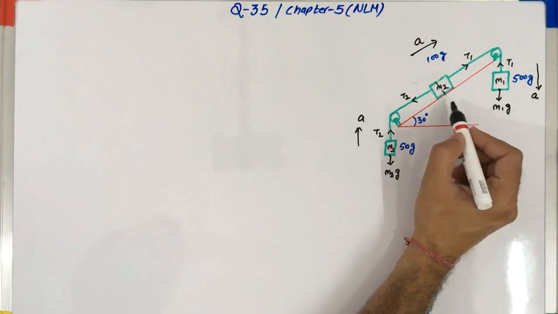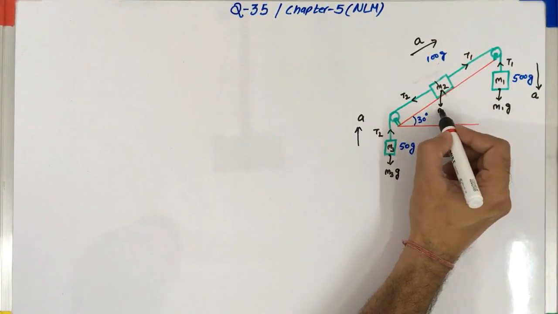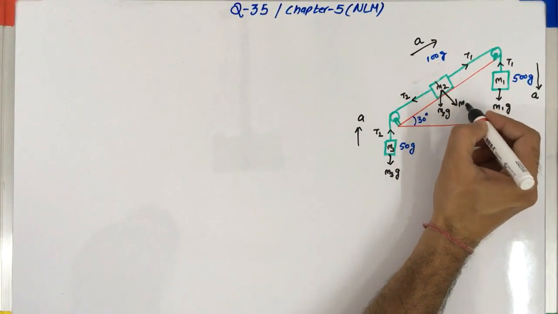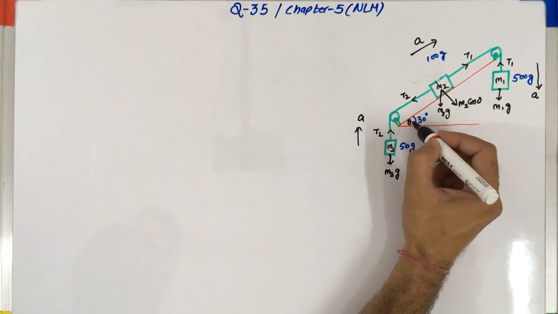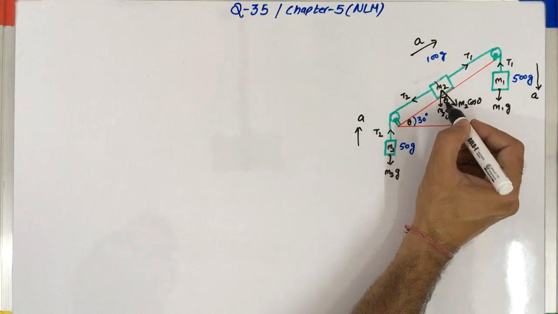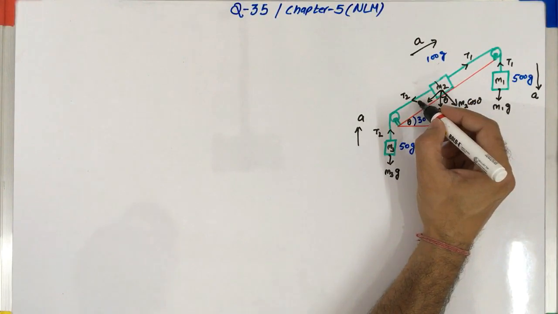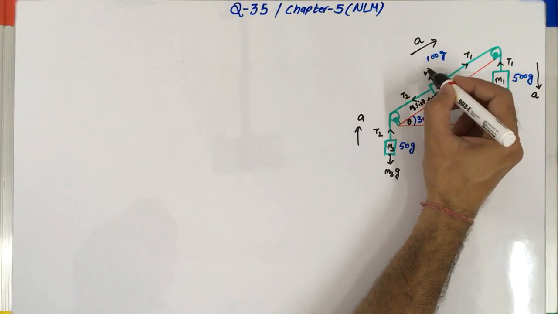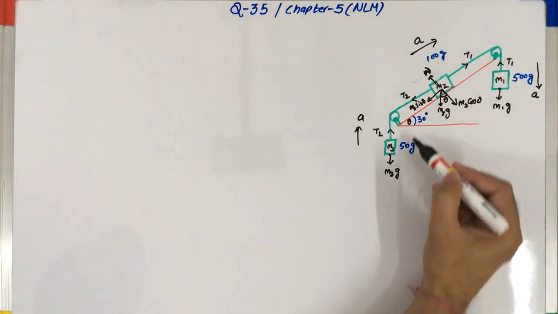Now we'll figure out what forces are acting on the M2 block. There will be a downward force, which is M2G, and its components: M2G cos theta, because if this angle is theta then this angle is also theta, that means if this is 30 then this is also 30. There will be the perpendicular component, M2G sine theta, and the reaction force in the upward direction, which is N. Now the entire figure is resolved.